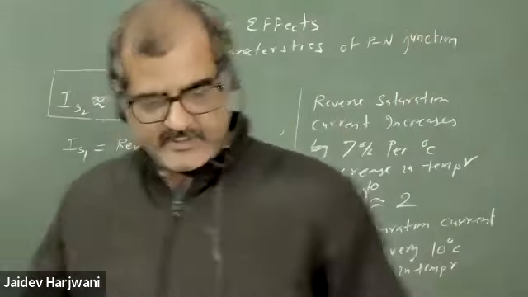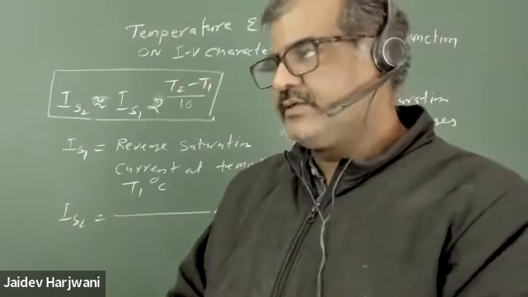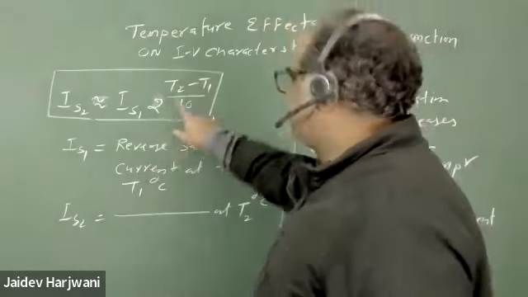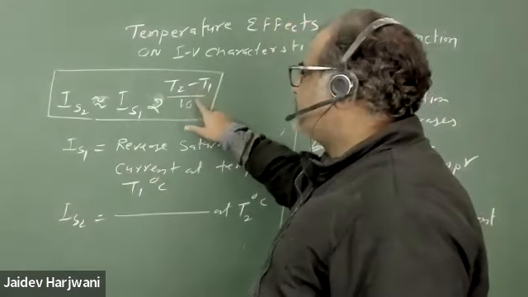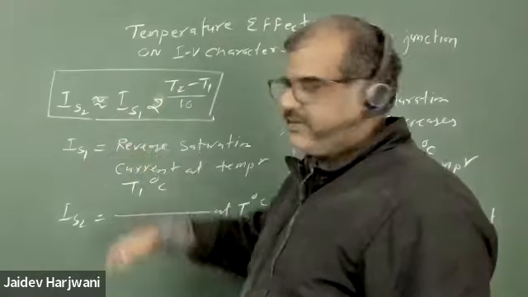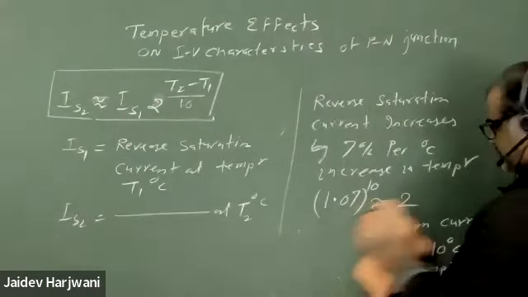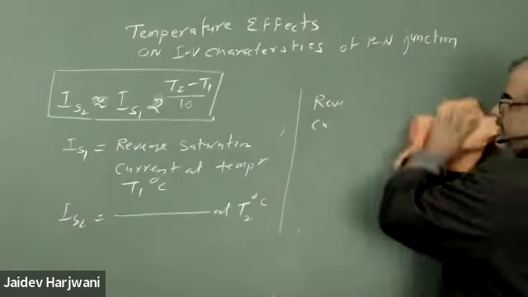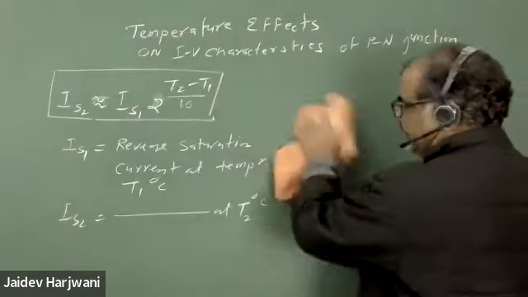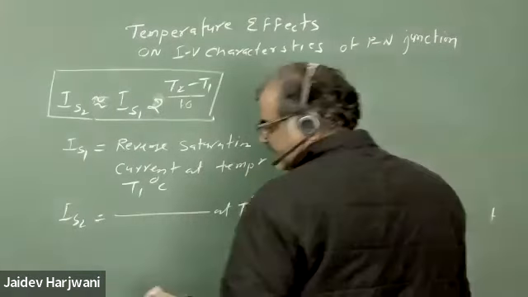We have increased 10 degrees. If the difference is 10, 10 divided by 10 is 1. So IS2 becomes 2 IS1. That means the current is getting double. So this was the reverse current. Now we know if current increases, then of course your forward current also increases.